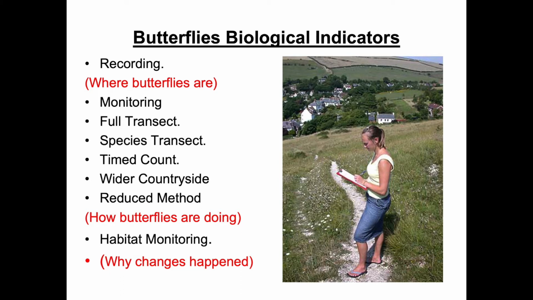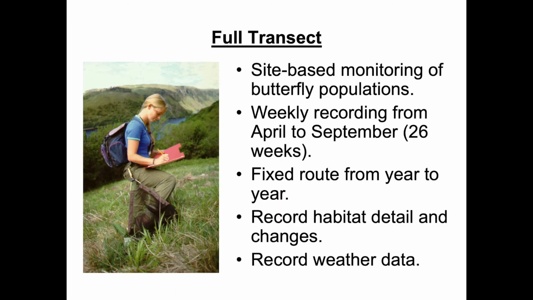So these are the methods I'm going to talk about in a minute: the full transect, the species transect, the time count, the wider countryside, and the reduced method. And after this, I'll talk a little bit about habitat monitoring as well. So what's a full transect? Well, this is a lot of commitment. It's site-based monitoring of butterfly populations.